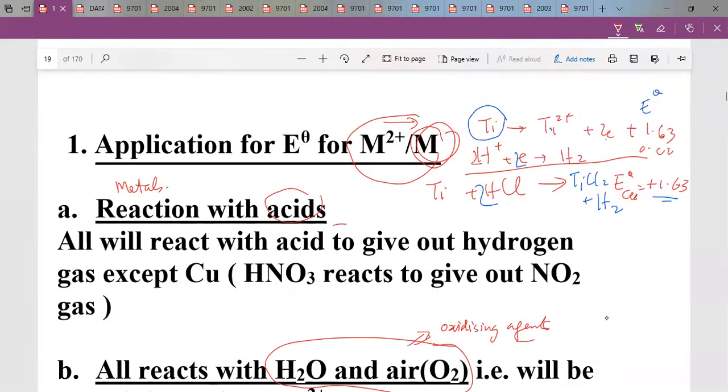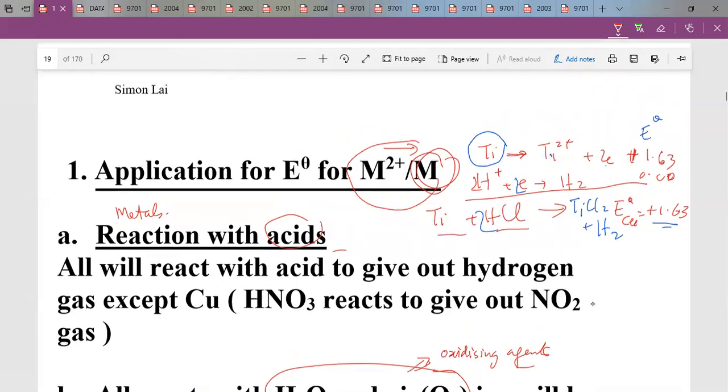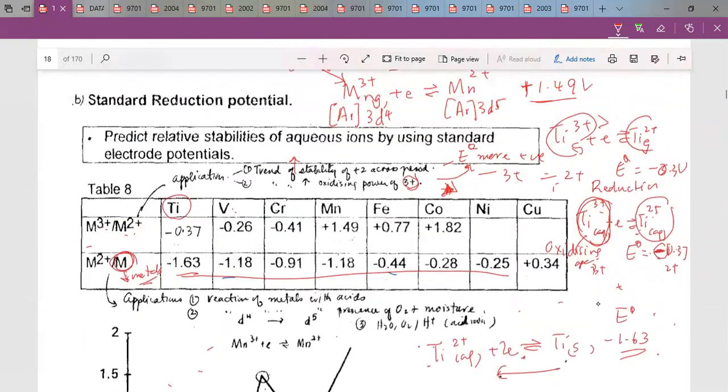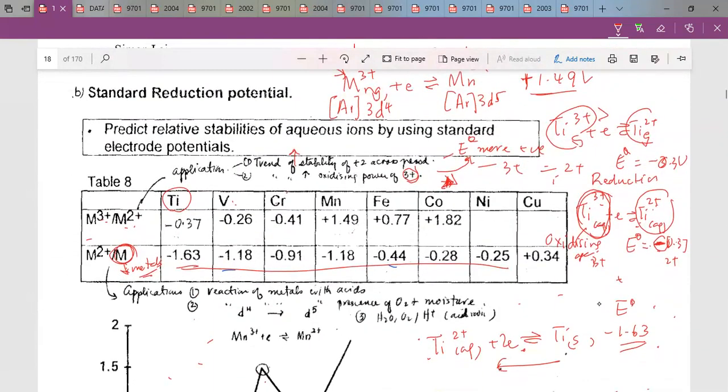Right now, this is easier for you. Titanium: remember, to go from titanium solid to here is positive. And if you put titanium into acid, they will react. Here is 0.00, so titanium with HCl has an E cell of plus 1.63. That means they will react. They're very reactive, and similarly for everything except copper. Copper will not, because copper is positive 0.34. That means it will not react with acid, because if you go from copper backwards, it will be negative, isn't it?